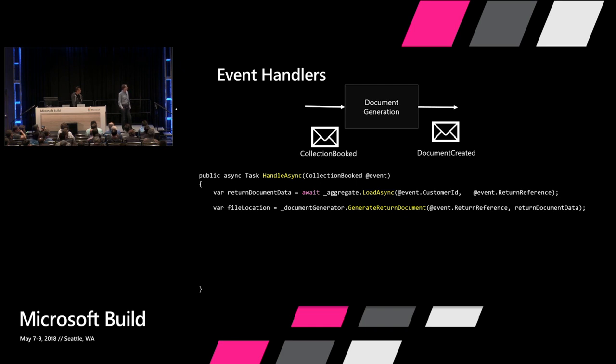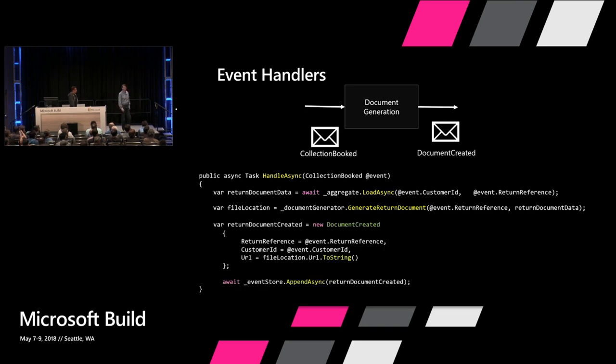Next thing we do after we've loaded up our aggregate with its state is we generate the return document. So here we might call out to a third-party web API, download a PDF, save it to blob storage, and then we emit our document created event. And what we do there is we just append a new document into Cosmos DB. The Cosmos DB change feed then allows another service to pick up that change. As you can see there, it's 5 lines of code, really simple to test. It's got an input, an action, and an output, very easy to mock and test. And being so small and simple, it makes it ideal for Azure Functions.